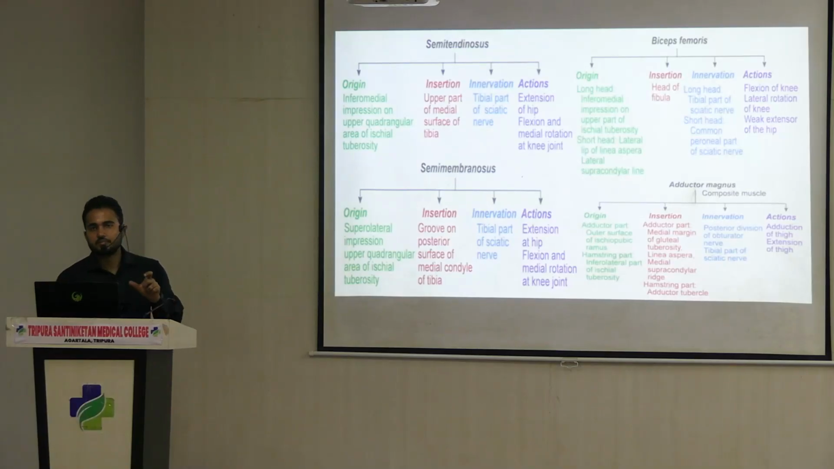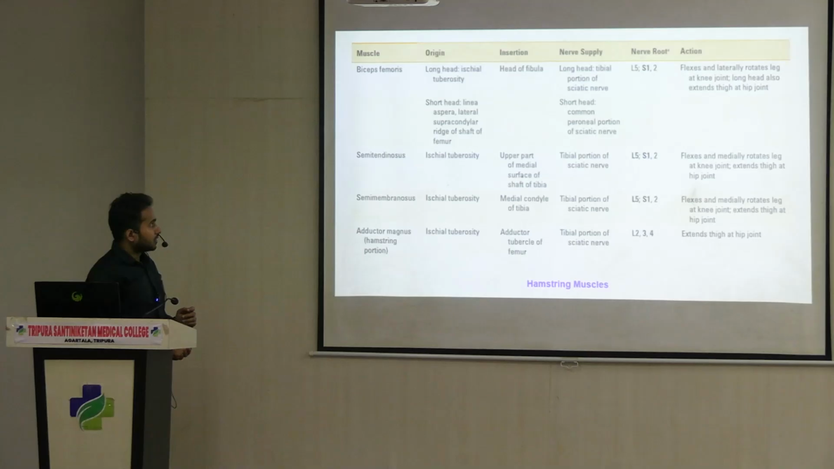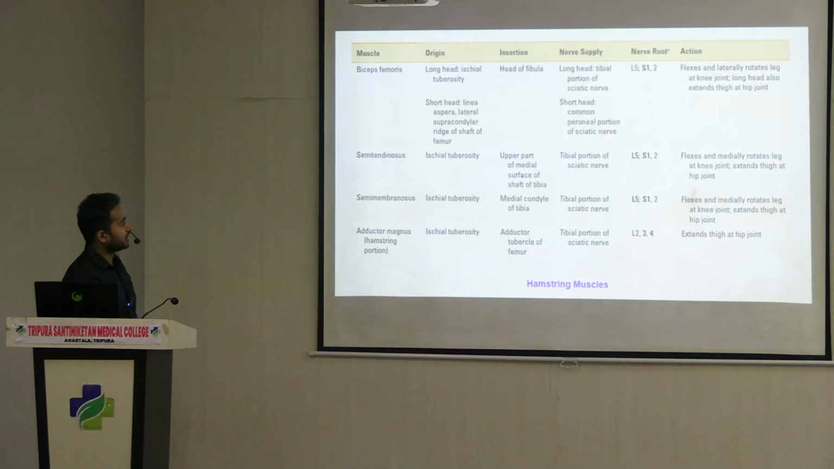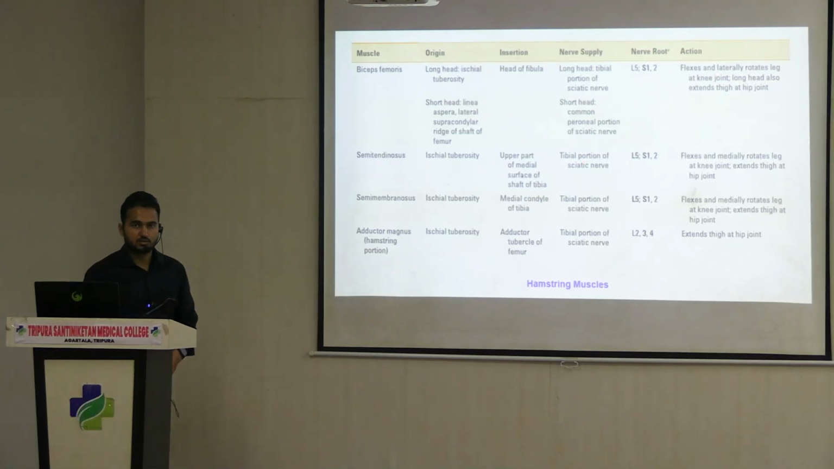Okay, so these are some basic points which you must know, which one is fulfilling the criteria, which is not fulfilling. Based on that only true and modified hamstrings are defined. Now here, this is the chart where you can see the hamstring muscles, the origin, insertion, nerve supply, okay, the root value, and along with that the actions. So such kinds of charts are there in your book also, you can refer to that.